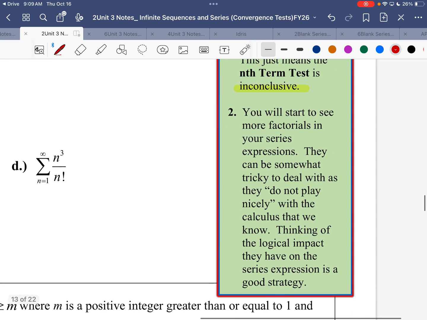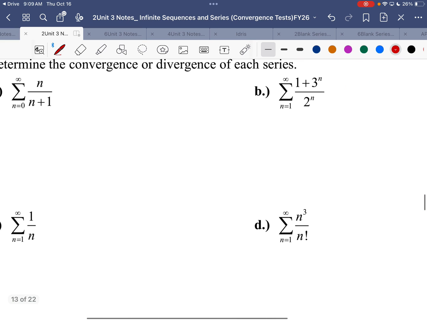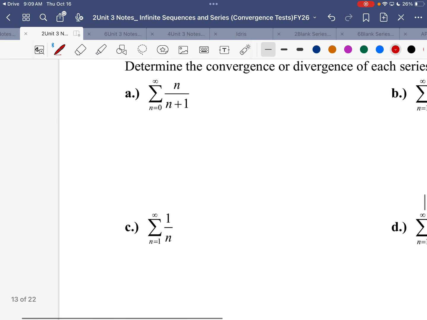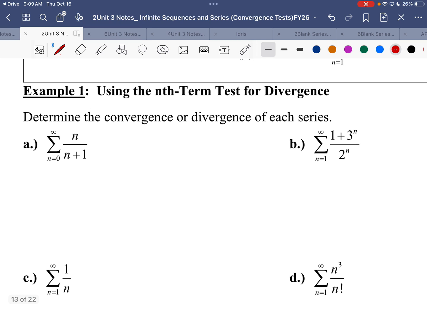Also, while we're looking at the notes, you will start to see factorials in your series. Factorials are tricky and they don't play nicely with calculus. So thinking of the logical impact they have on the series is a really good strategy. And we're going to talk about the factorials on D. So factorials definitely start to make your brain hurt a little bit. Factorials are really excited numbers.